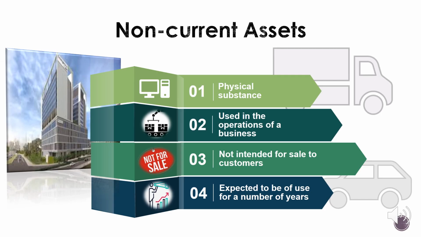Non-current asset, the characteristics of non-current asset. The first one, physical substance. Second one, used in the operation of business. The third one is not intended for sale to the customer. And the fourth characteristic, expected to be used for a number of years.